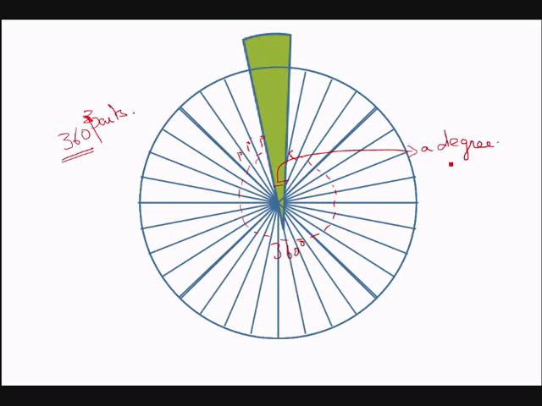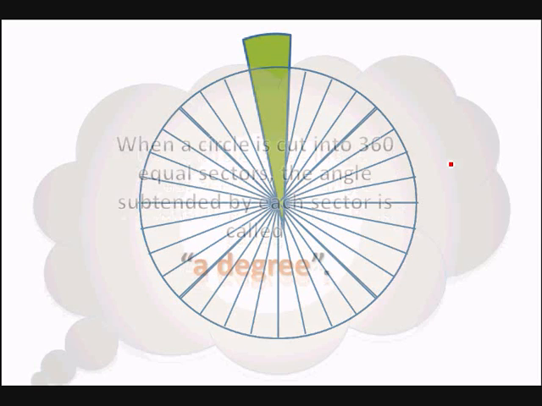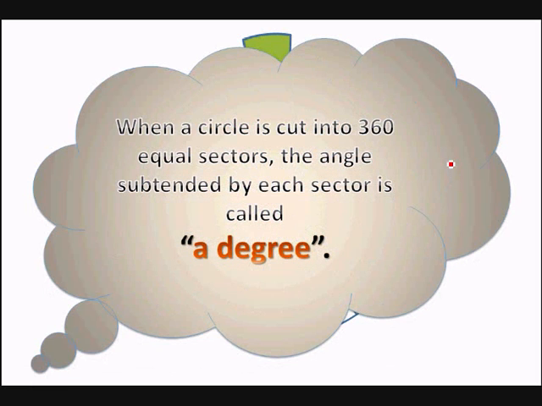So what is a degree? When a circle is cut into 360 equal sectors, the angle subtended, which is made by each sector, is called a degree.